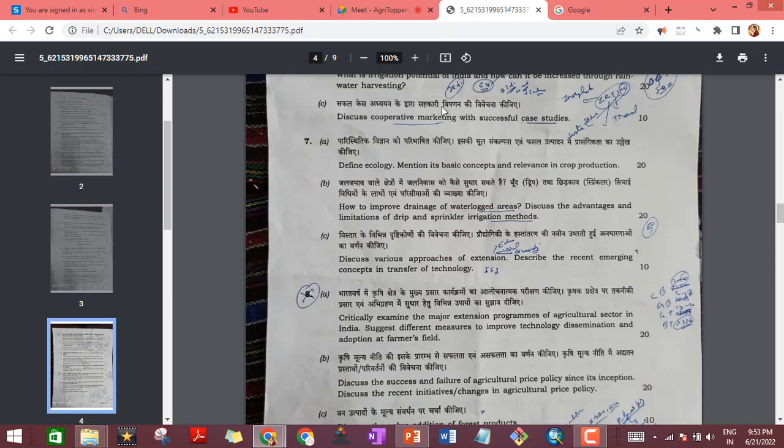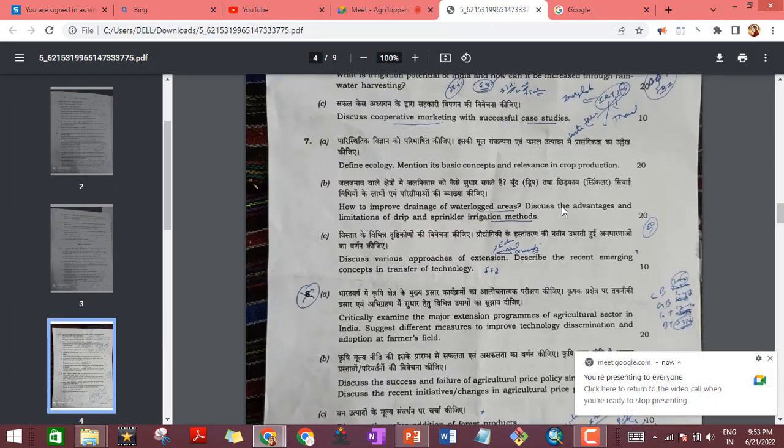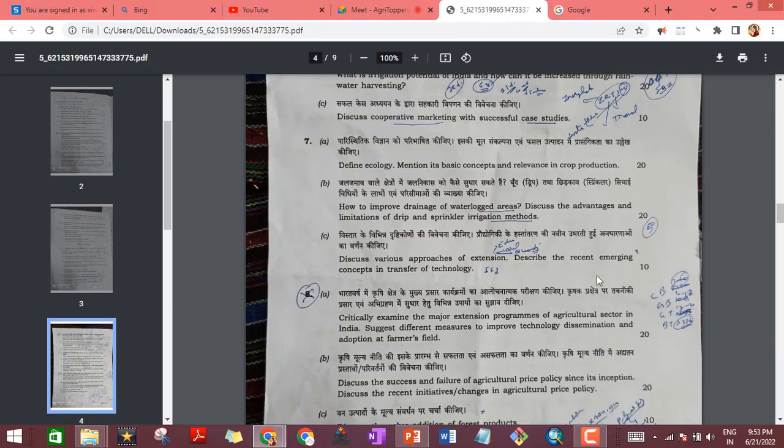And if the question on cooperative marketing says discuss, you can even write about the recent policy changes they have made, multi-state cooperatives. We need to also show the examiner that we are in tune with the examination. We are not in the old generation of writing only what is cooperative marketing from the 1970s. As a UPSC aspirant, we need to be in the trend of writing whatever we have read.